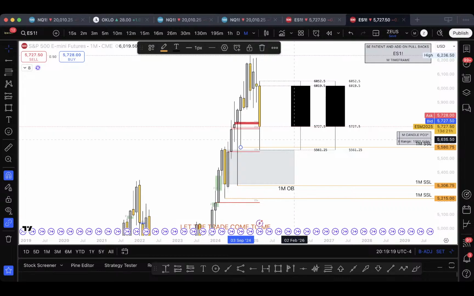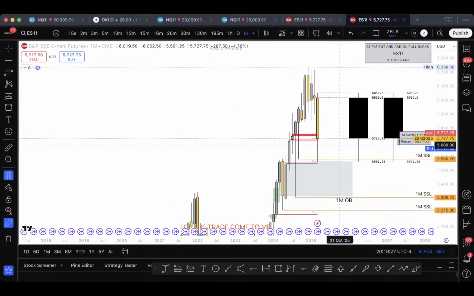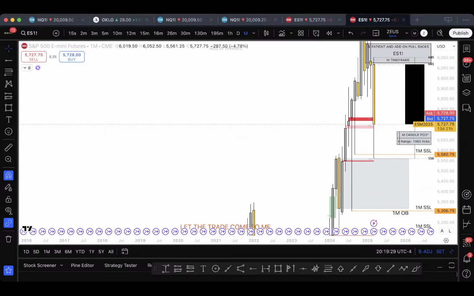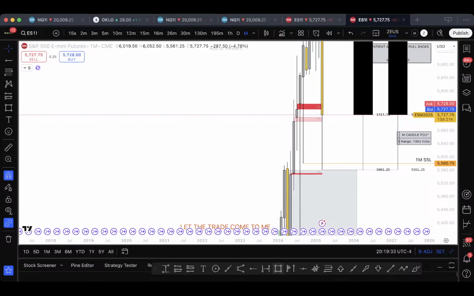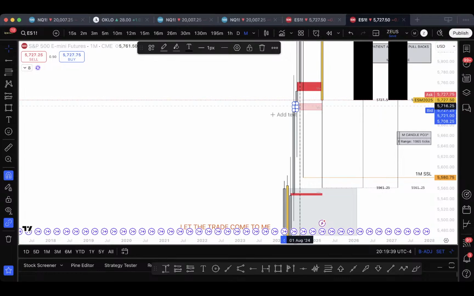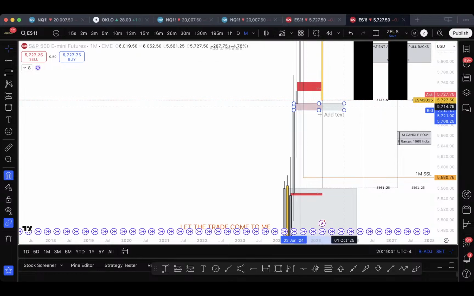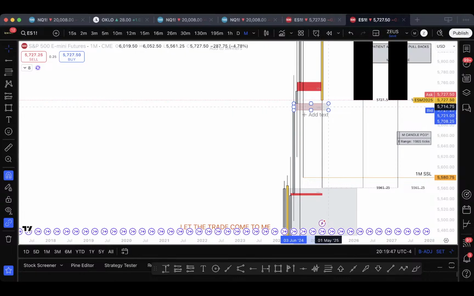Okay, so we swept that liquidity, buyer stepped in, also tapped the monthly order block, buyer stepped in perfectly after sweeping that liquidity and tapping the monthly order blocks. And we also have this monthly volume imbalance. I'm going to mark up just the extremes, marking both of those out. If price respects one of them, it's likely going to respect the other one as well.